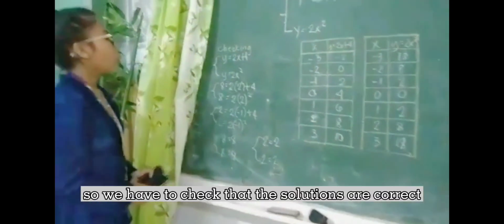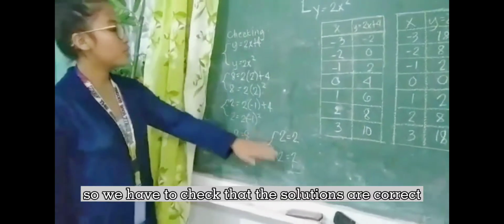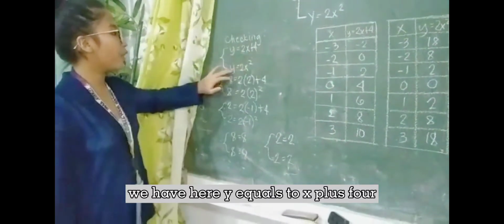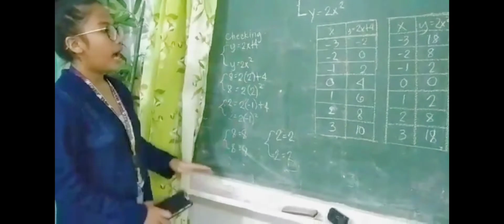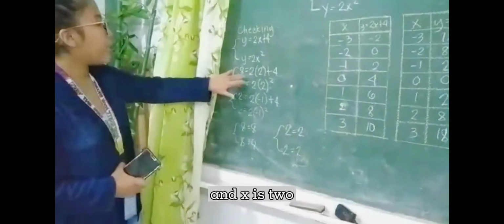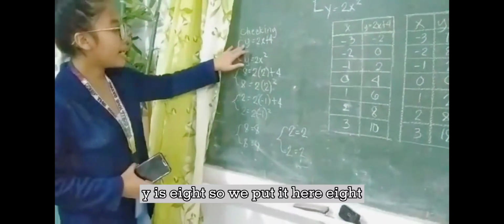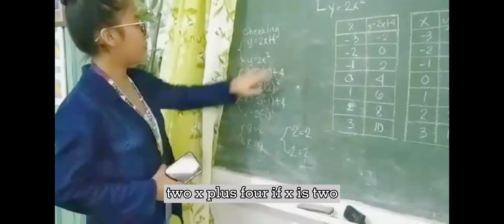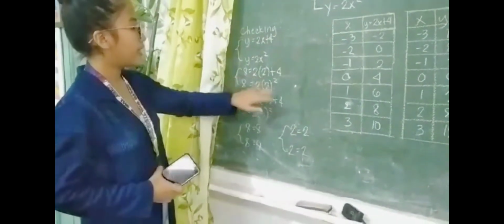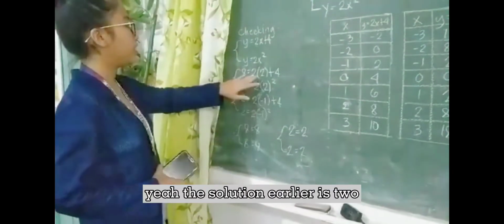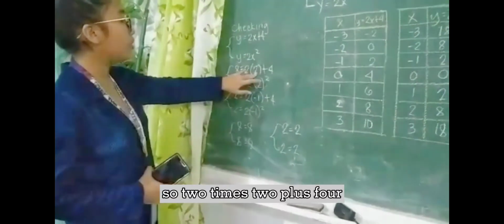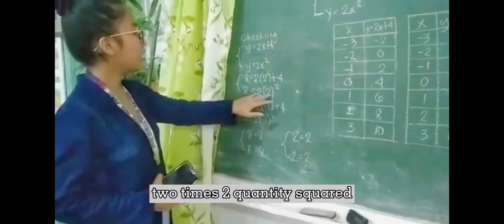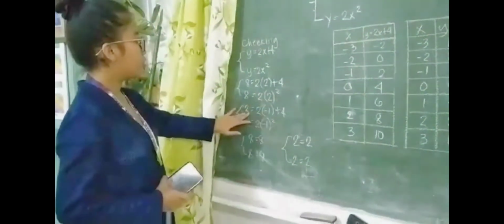So we have to check that the solutions are correct. We have y equals 2x plus 4, y equals 2x squared. Our y is equal to 8 and x is 2. So we put 8 here. 2x plus 4, if x is 2, the solution earlier, so 2 times 2 plus 4. 8 is equal to 2 times 2 quantity squared.